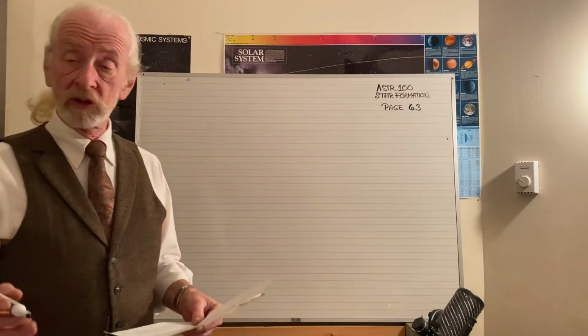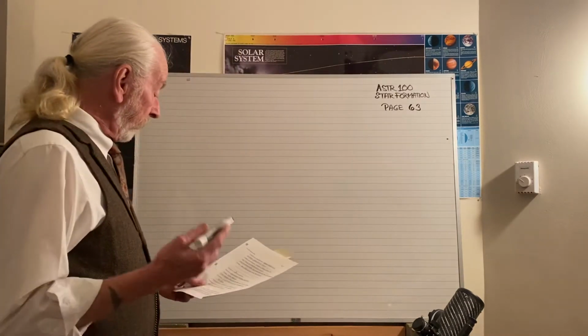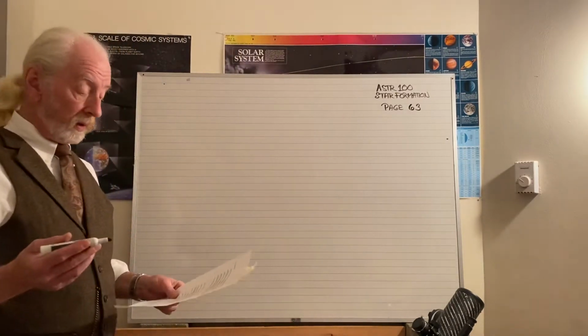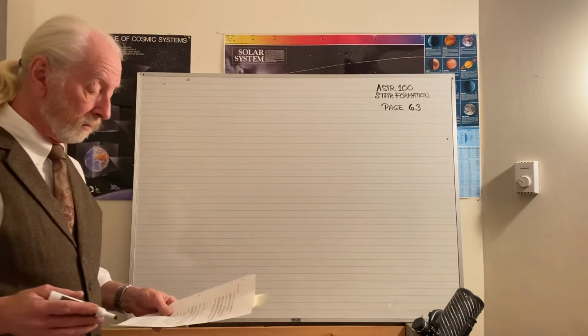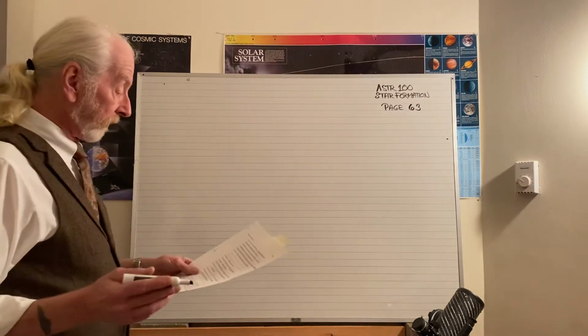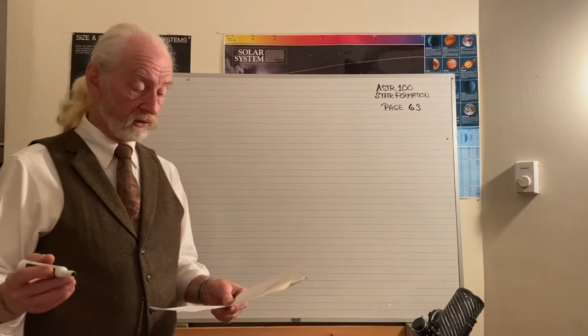Continuing on page 63. All right, so number one, this protostar cannot be seen in visible light because it is enshrouded with a covering layer of gas and dust.